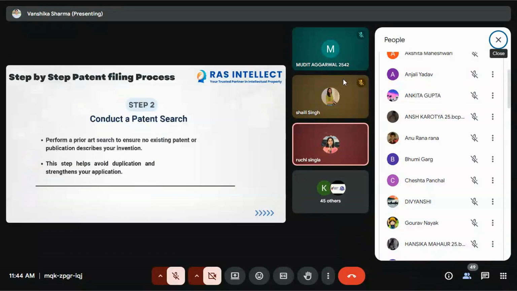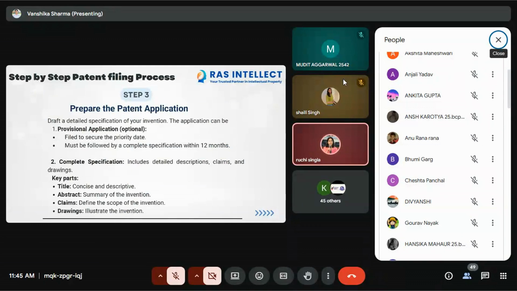Second is to conduct a patent search. Perform a prior art search to ensure no existing patent or publication describes your invention. This is done on our part as a third party, and we tell you whether your invention is patentable or not. This helps avoid duplication and strengthens your application. So conducting a patent search will give you a fair idea whether your invention is patentable or not. Next slide, please.